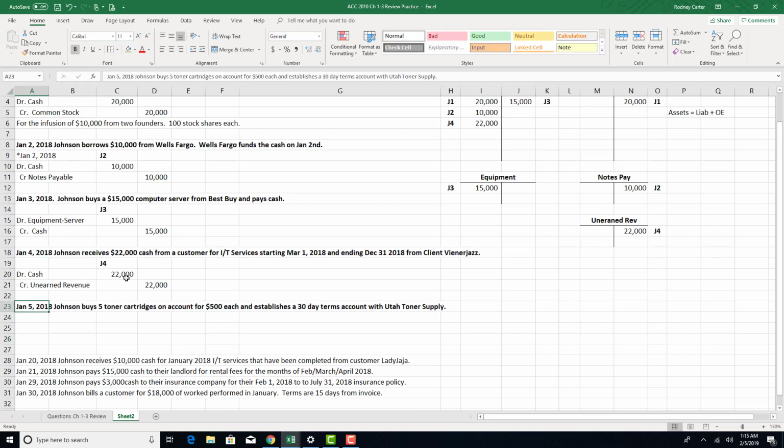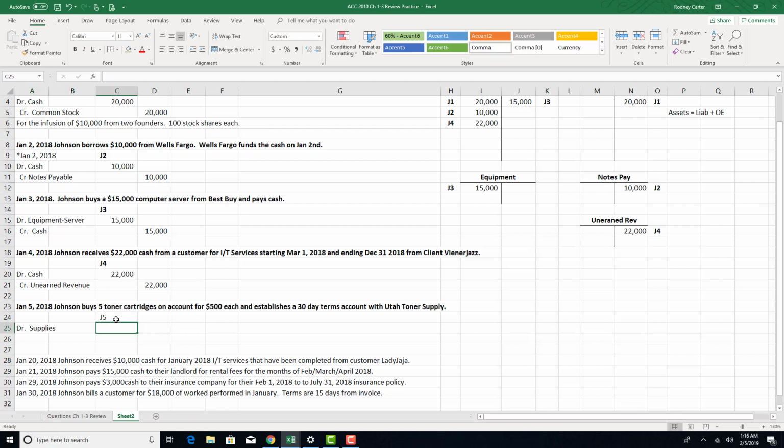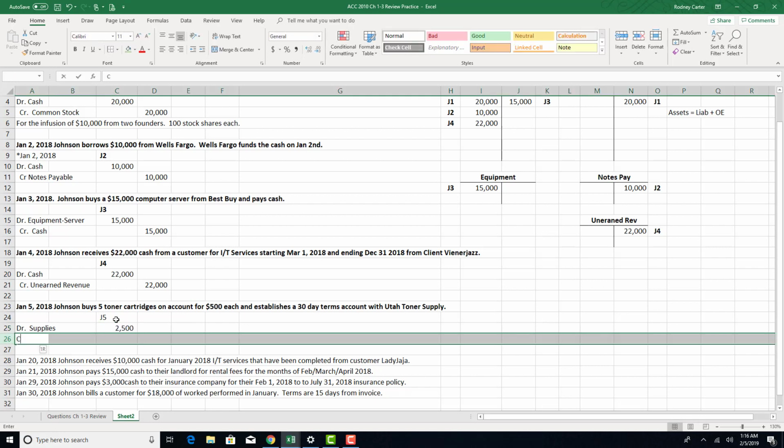January 5th, Johnson buys 5 toner cartridges on account for $500 each and establishes a 30-day term account with Utah Toner Supply. So I'm going to put this as J5, and I'm going to debit supplies asset for 5 times 500, and I'm going to credit, this is important, accounts payable. Why am I going to credit accounts payable?